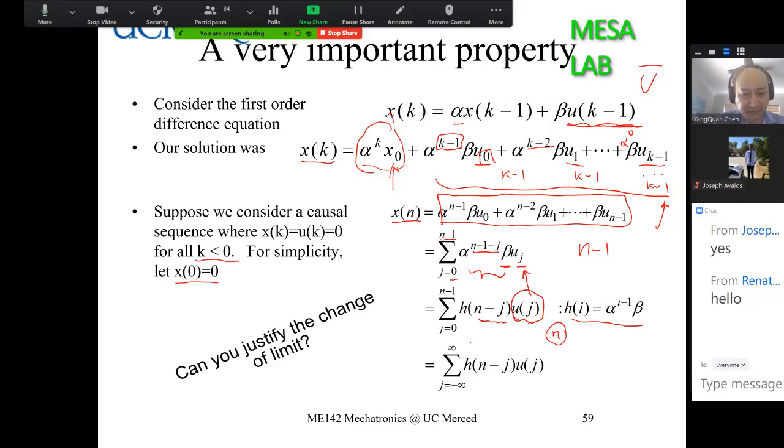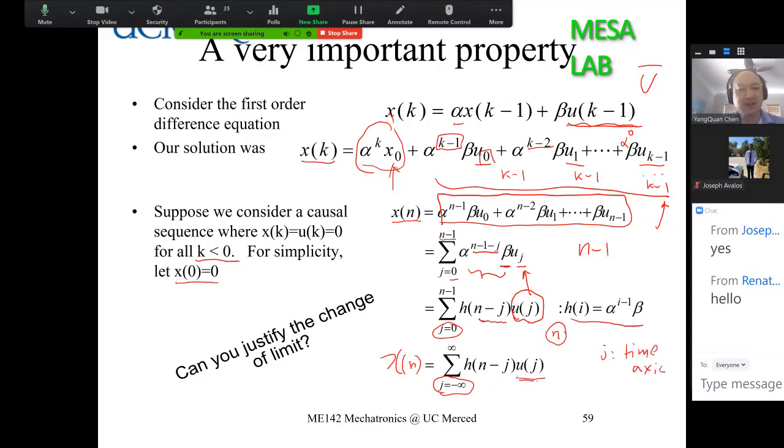Okay, so let's keep going. So then we write something, we can extend to infinity. The reason is because everything less than 0 will be 0, right? So it's okay to extend the 0 towards minus infinity. So in this form, remember I write x k, this is x n. So j is like a time axis.